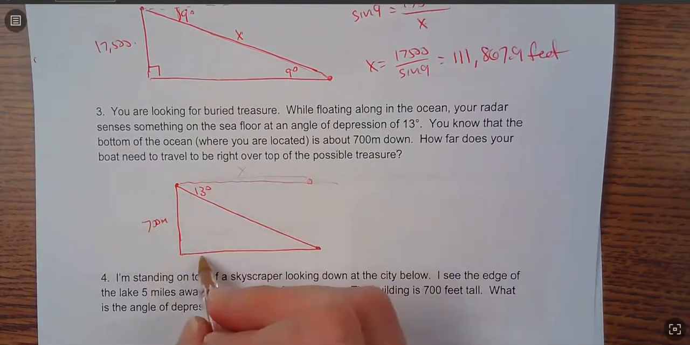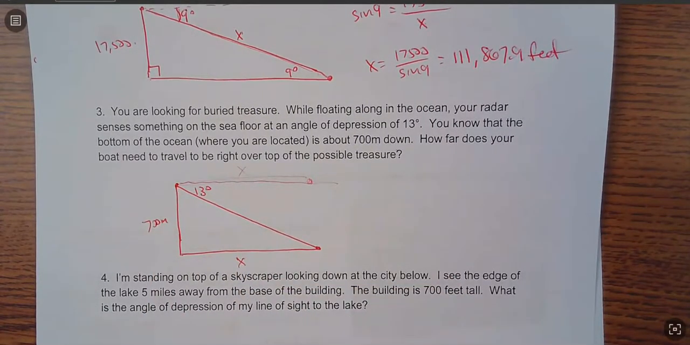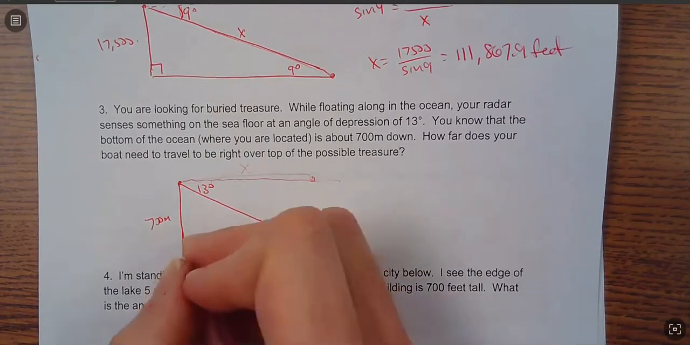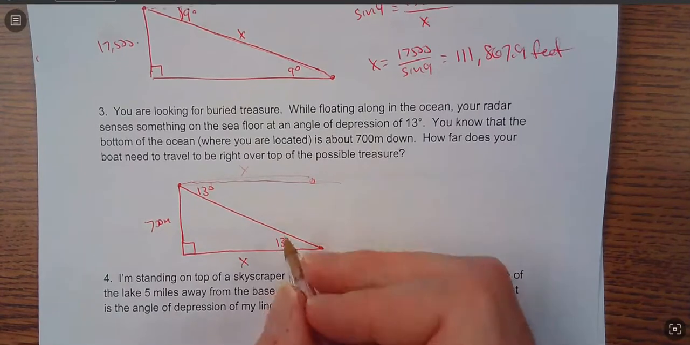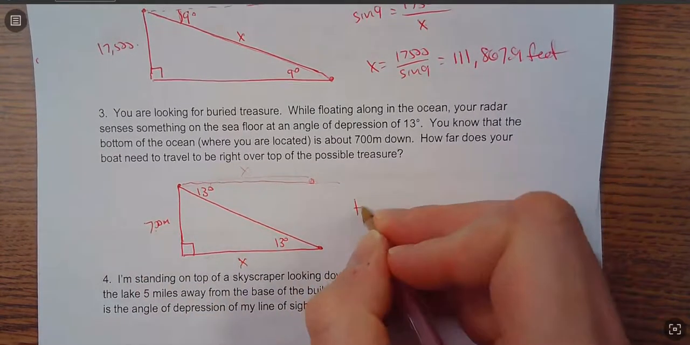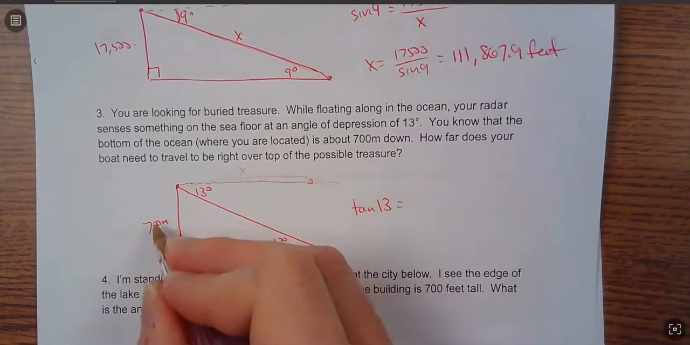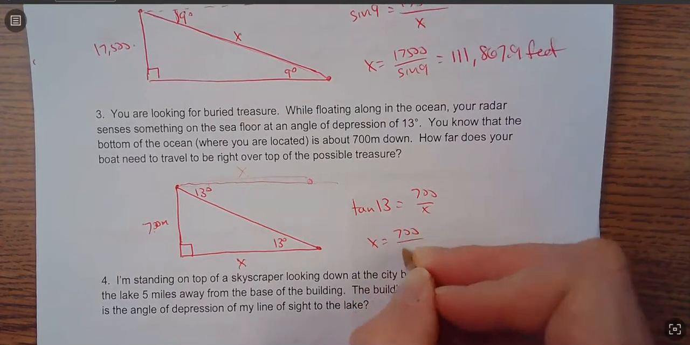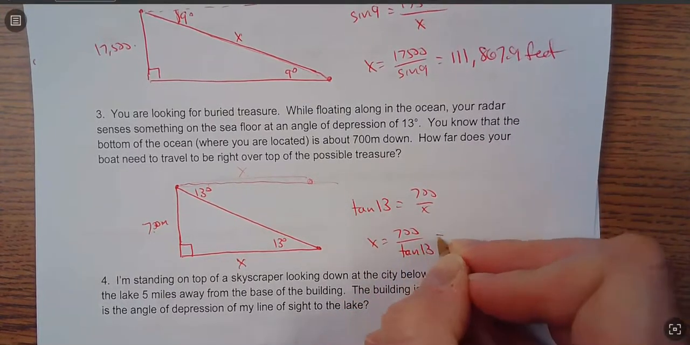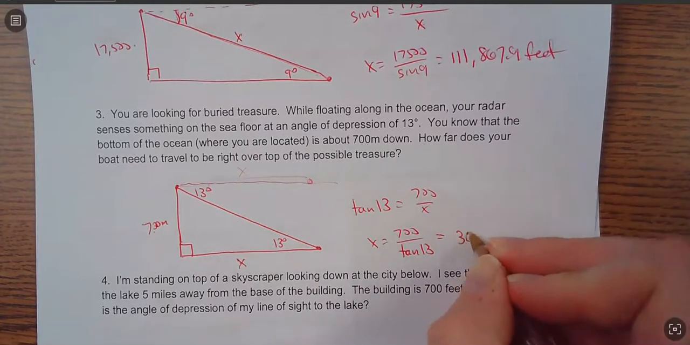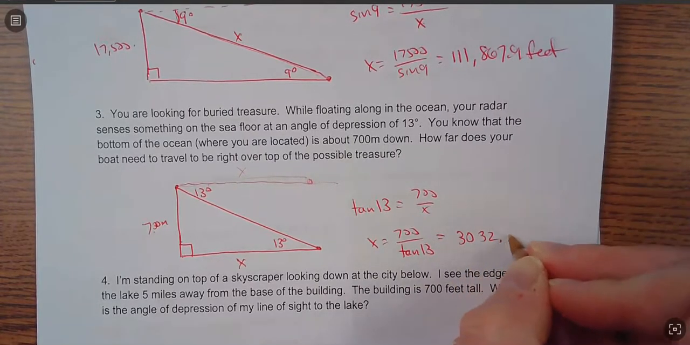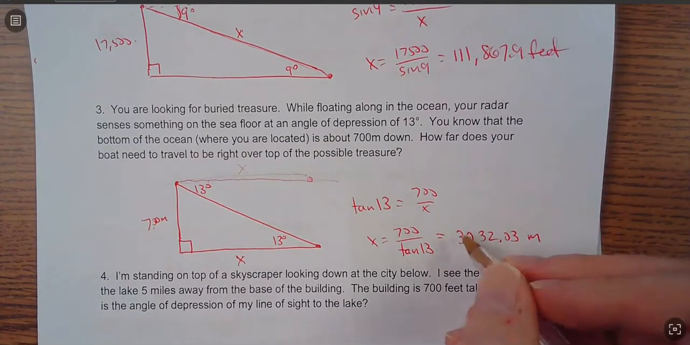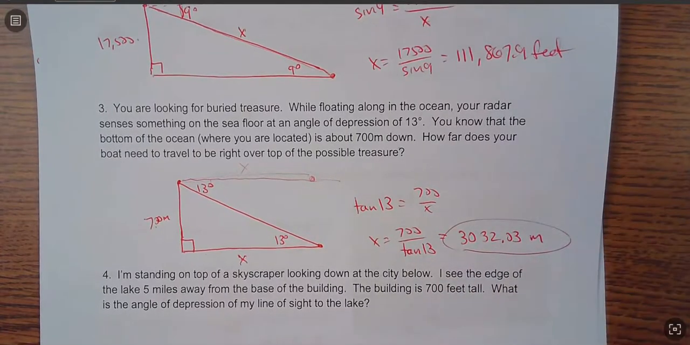Well, if you notice, that line and this line are going to be the same thing, so I can also call that x. And if this is 13 degrees, this is 13 degrees. So it helps me set up my triangles here. I've got opposite and adjacent, so that's tangent. Opposite over adjacent, 700 over x. So x is going to be 700 divided by tan 13. This will be 3,032.03 meters. So you could really just round it to probably 3,032, depending on what MyMathLab wants you to round it to.